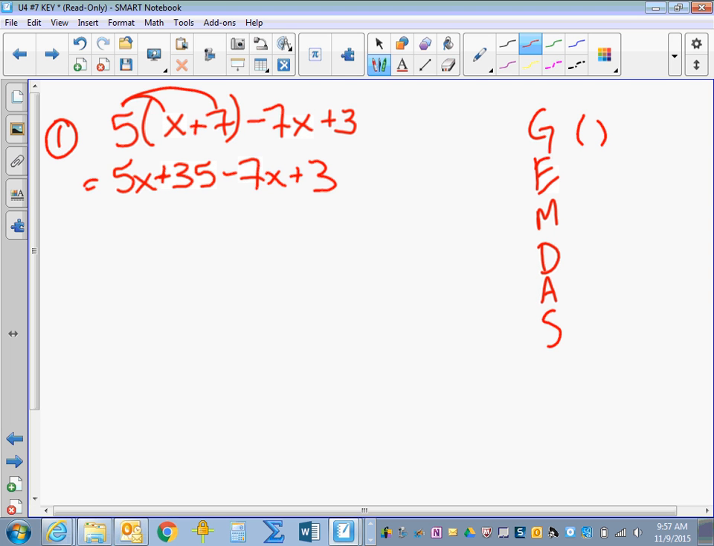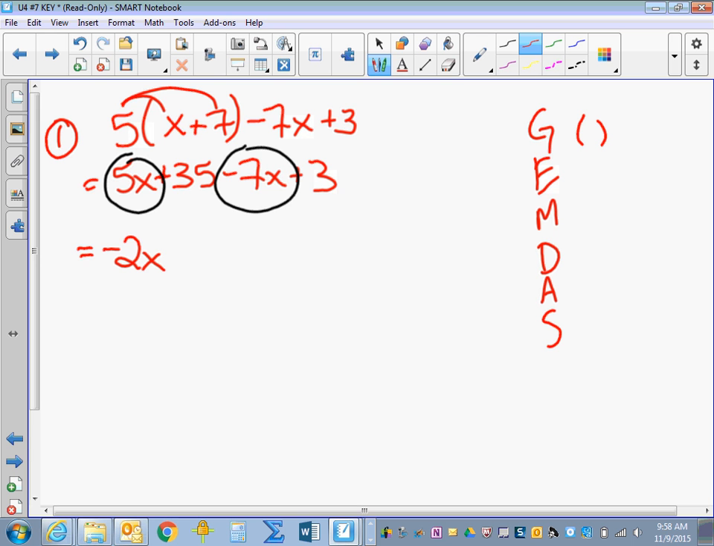Any questions on what I've done so far? Alright, so now what can I do now that all groupings are gone? Combine? Yes, combine like terms. What would you like to combine together, Fanya? 5x. Very good. 5x and 7x. These both have an x with it, so that means we can combine those together. So 5x minus 7x is negative 2x.